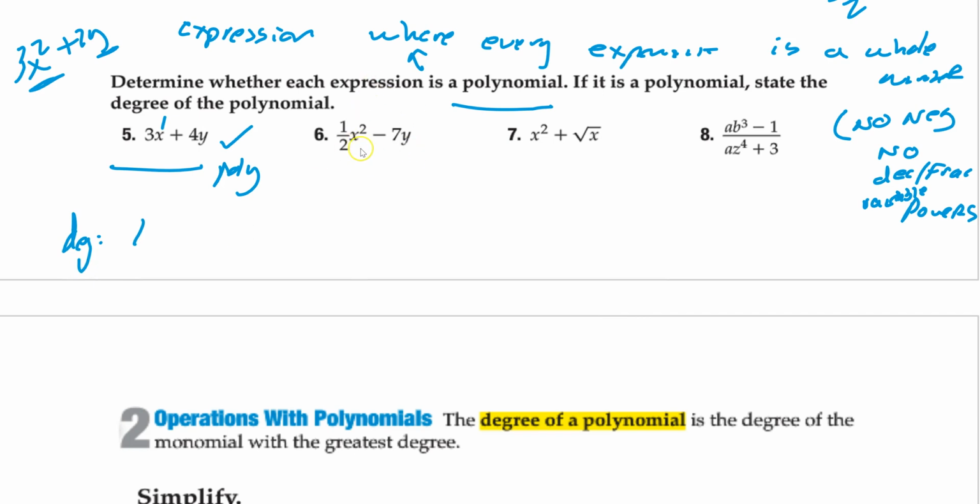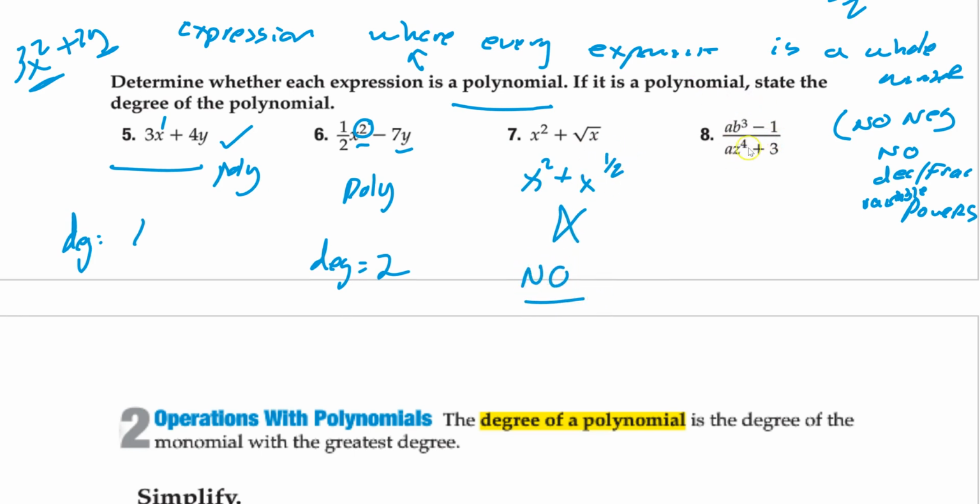The next one, again, all we care about is the variables. Those are all nice powers, so it's a polynomial also. And the degree is, look at the highest power. Degree is 2. Now let me rewrite this one because I have that fraction, that 1/2 right there. So this is x squared plus x to the 1/2. Square root is the 1/2 power, and that is not a polynomial because of the 1/2. And the next one, look right here. These are on the bottom, and on the bottom means they're negative powers. So not a polynomial again.